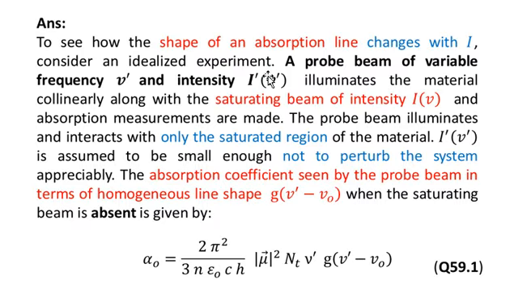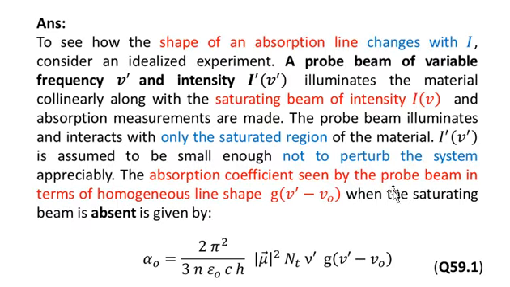consider an idealized experiment. A probe beam of variable frequency nu prime and intensity I prime of nu prime illuminates the material collinearly along with the saturating beam of intensity I of nu, and the absorption measurements are made. The probe beam illuminates and interacts with only the saturated region of the material. I prime of nu prime is assumed to be small enough not to perturb the system appreciably.